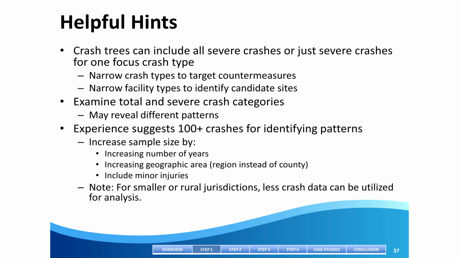So really the purpose of crash trees is to help us narrow our focus, and by narrowing the crash types, we can focus our countermeasures. So if we were developing a crash tree for all fatal and serious injury crashes, and we say that these crashes are most prevalent on rural two-lane roads, that's not really helping us narrow our countermeasures, because those still could be at intersections or they could be run off the road. So by narrowing the crash type early on, that's going to help us get to a targeted list of countermeasures at the end. And by narrowing the facility type, that's really going to help us identify potential locations later on.